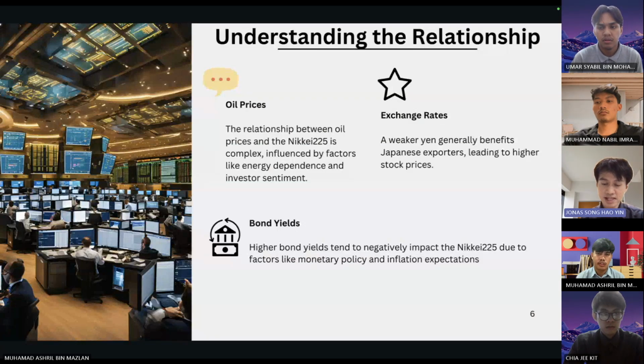Other factors like oil prices also influence the Nikkei 225. Japan relies on energy imports, so changes in oil prices can have a broad effect. While higher oil prices often lead to inflation, the impact depends on investor sentiment. Among these factors, bond yields and exchange rates are the most consistent drivers. A weaker yen boosts stock prices by helping exporters, while higher bond yields hold the market back through tighter financial conditions. For the next part, I'm going to pass it back to Ashriel.